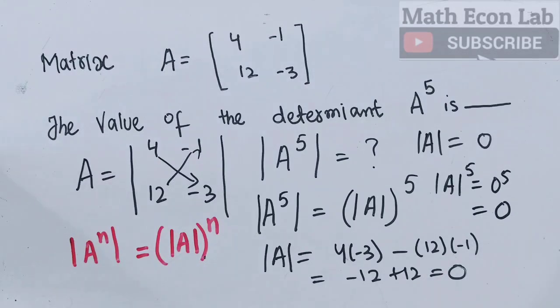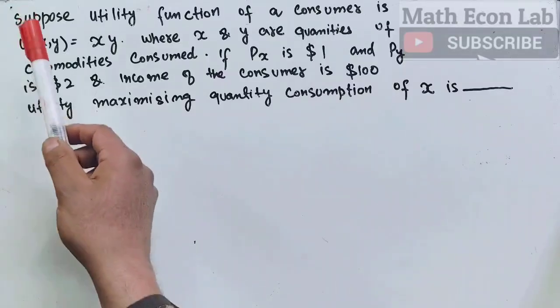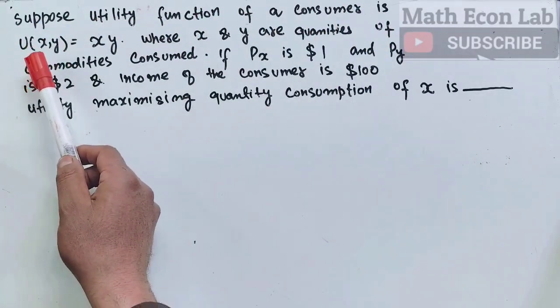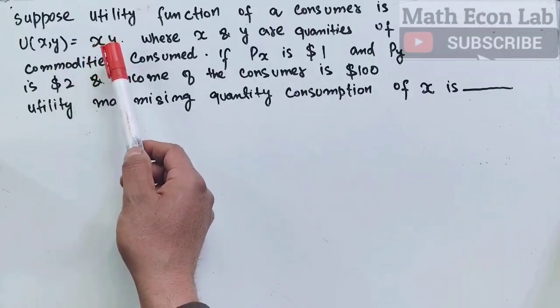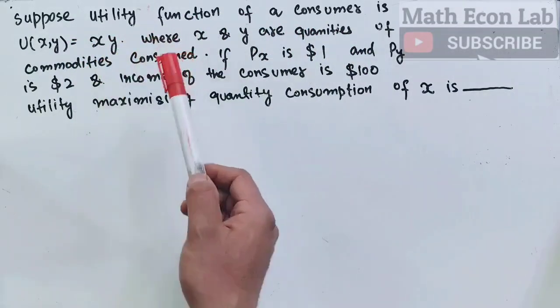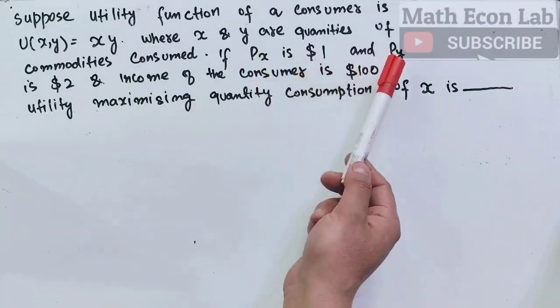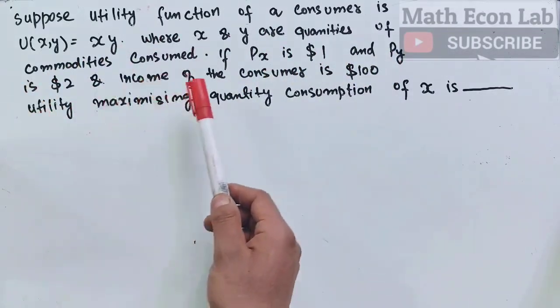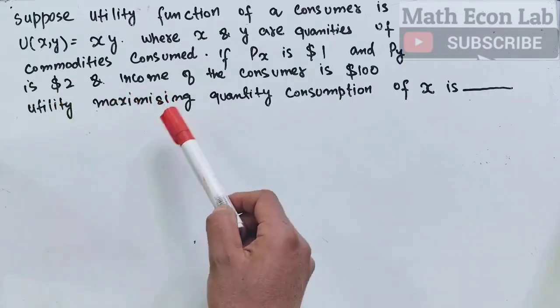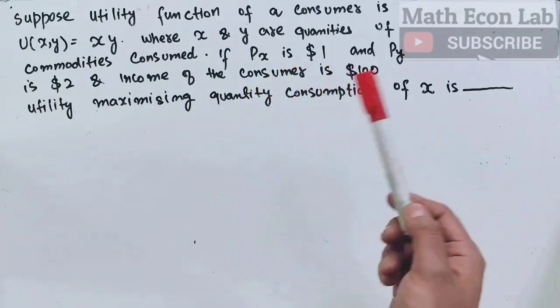The question is, suppose the utility function of a consumer is, utility is a function of two goods x and y, which is equal to x times y, where x and y are quantities of commodities consumed. If the price of x is $1, the price of y is $2 and the income of the consumer is $100, we need to find out the utility maximizing quantity consumption of good x.